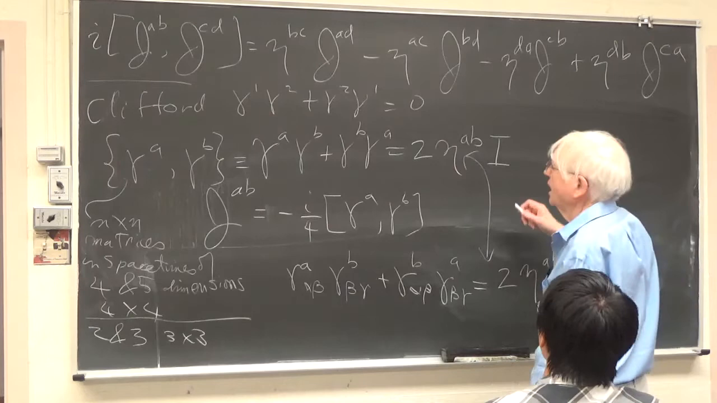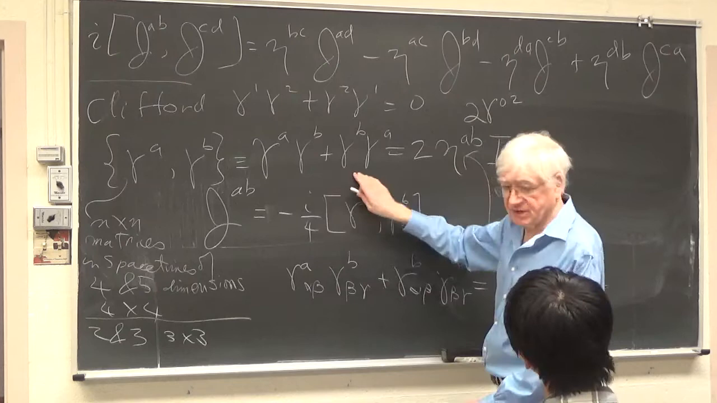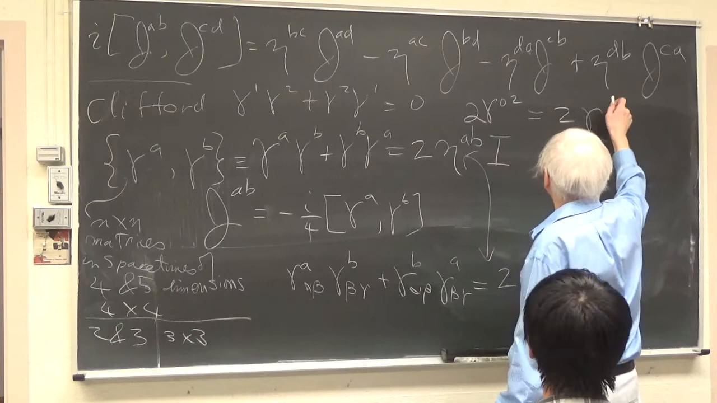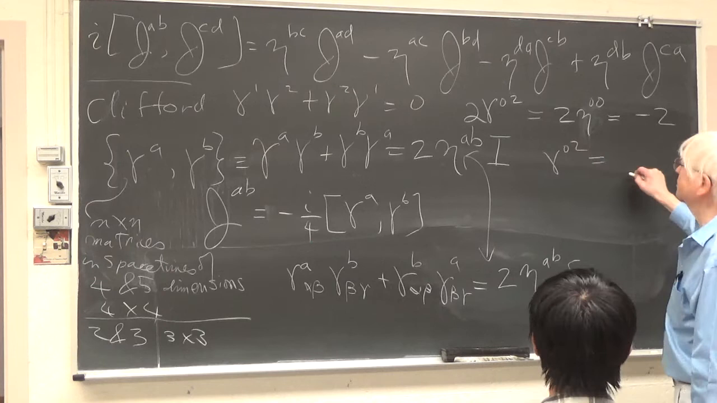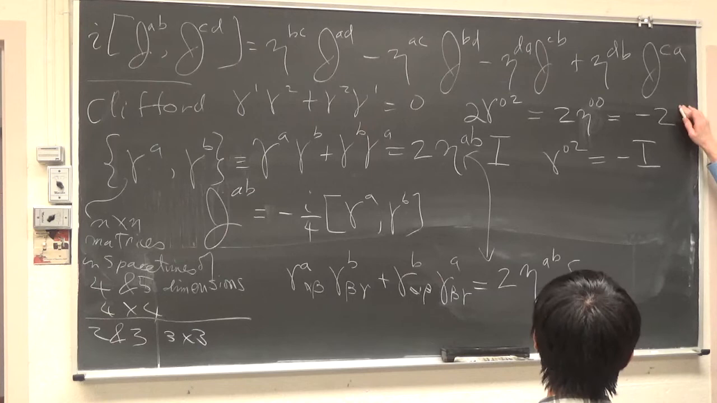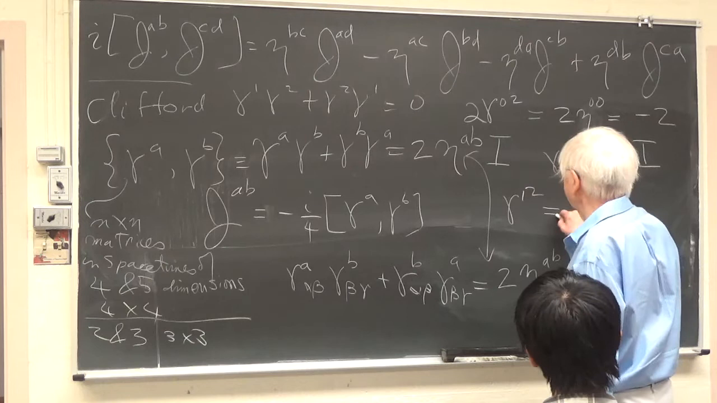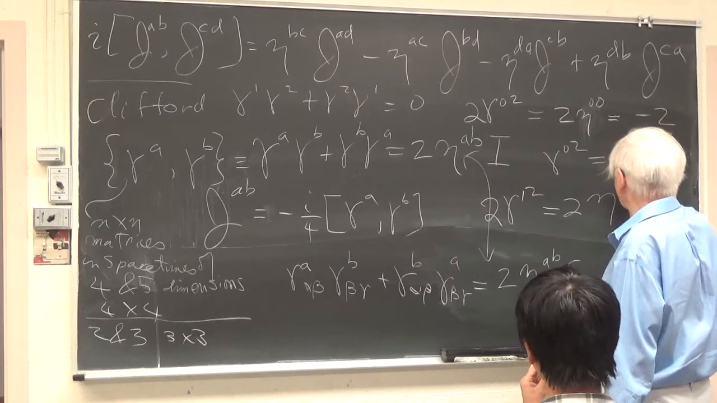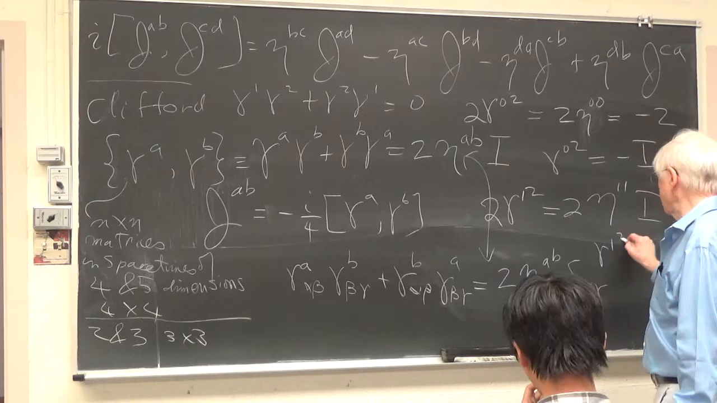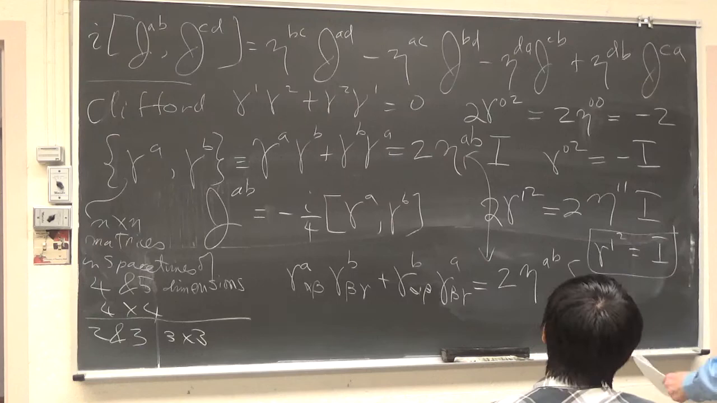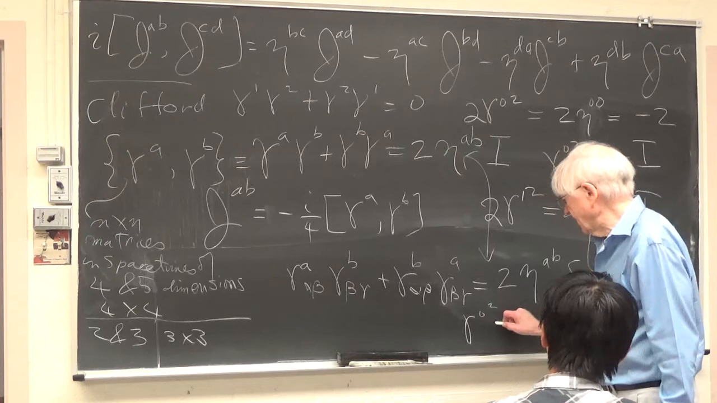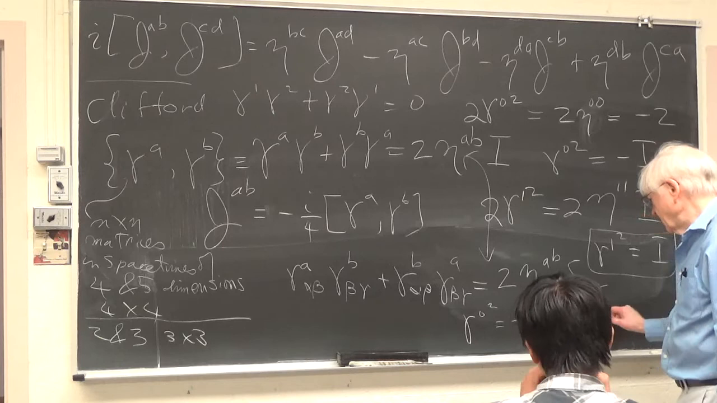Gamma 0 squared, that's what you get when you do this, is then 2 eta 0 0. Well, this is then minus 2. So gamma 0 squared is equal to minus the identity. I left out an identity here. What about gamma 1? 2 gamma 1 squared is 2 eta 1 1 times the identity. Well, that's just twice the identity, so gamma 1 squared has to be the identity. So in a sense, these things are even simpler than the gamma notation. Gamma 0 squared is minus 1, gamma I squared is 1, or the identity.